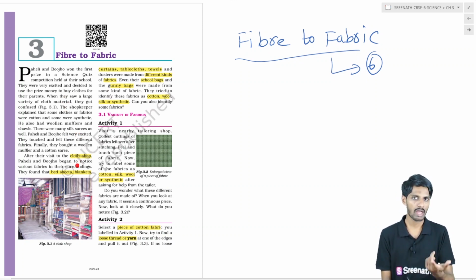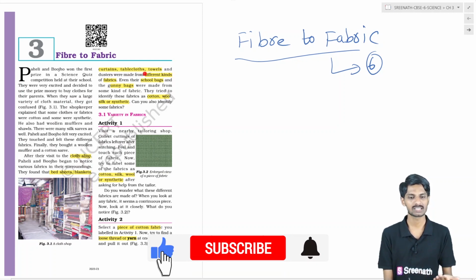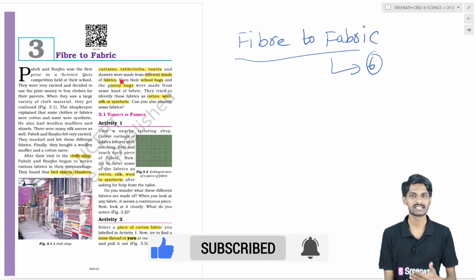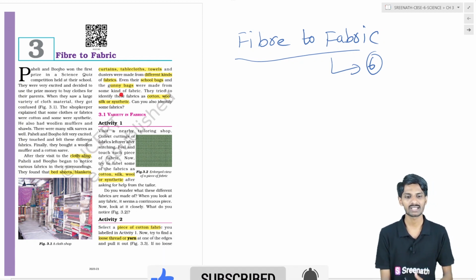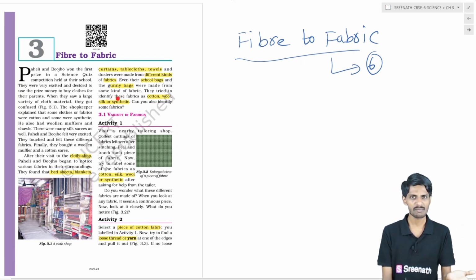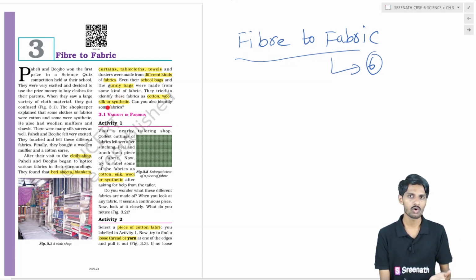Whenever you go to a cloth shop, you will see bed sheets, blankets, curtains, tablecloths, and towels. All these are made up of different kinds of fabrics. Your school bags and gunny bags are also made with different types of fabrics. Some of the fabrics are natural, some are synthetic. Do you know how these fabrics are formed from fibers? What type of fibers are there in the fabric you are currently using?